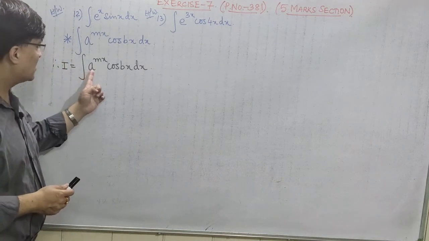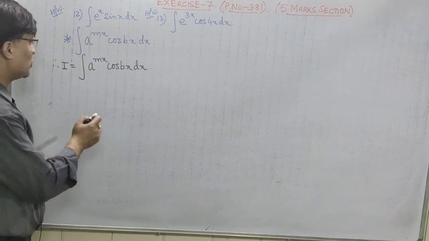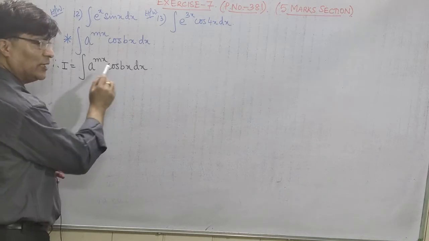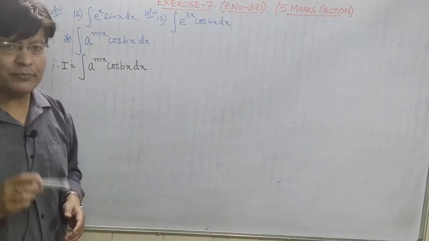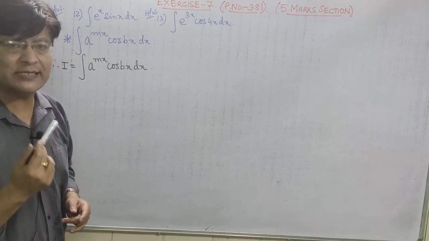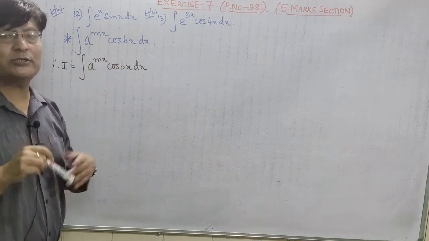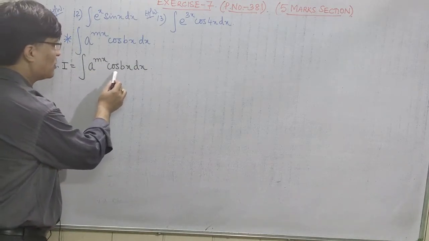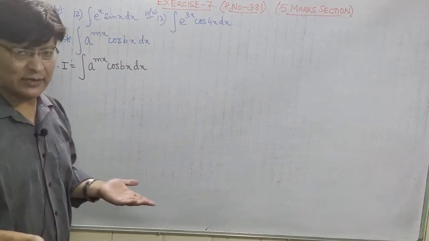Clear? So now in this case, a to the power mx you can take as an algebraic function or an exponential function, and cos bx is a trigonometric function. If you take a to the power mx as algebraic, a is in the word LIATE, a comes first, so a to the power mx will be the first function and cos bx the second function. But if you take a to the power mx as exponential, that is e, and cos bx as trigonometric, that is t, then in the word ILATE, t comes first, so cos bx is the first function and a to the power mx the second function. So either you can take a to the power mx as the first function and cos bx as the second function, or cos bx as the first function and a to the power mx as the second function. Okay?